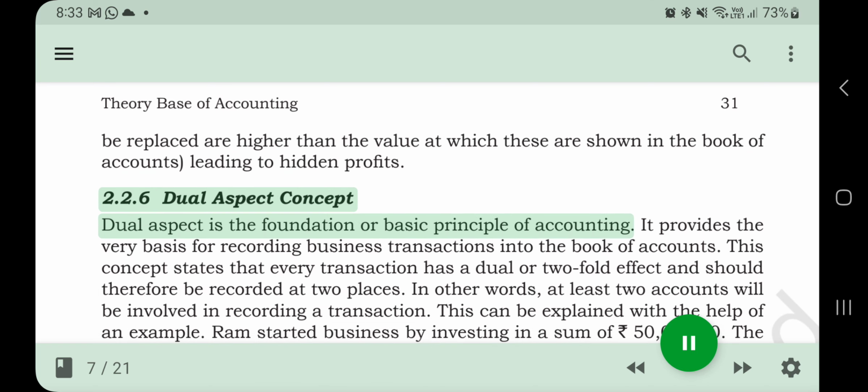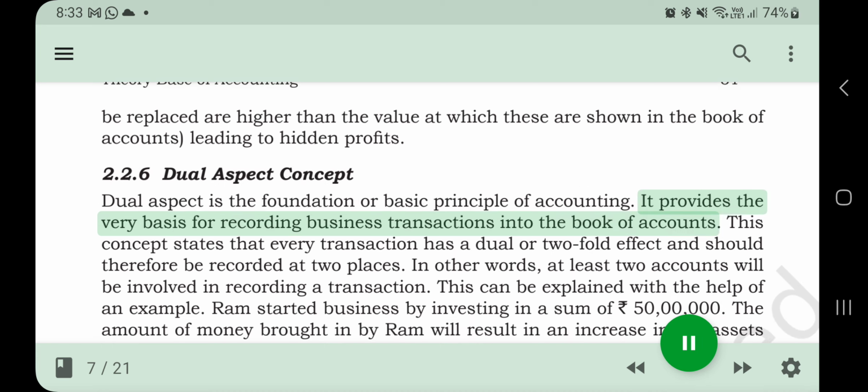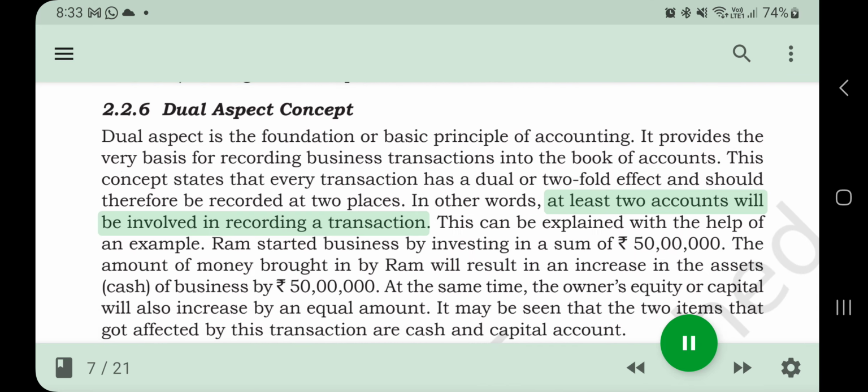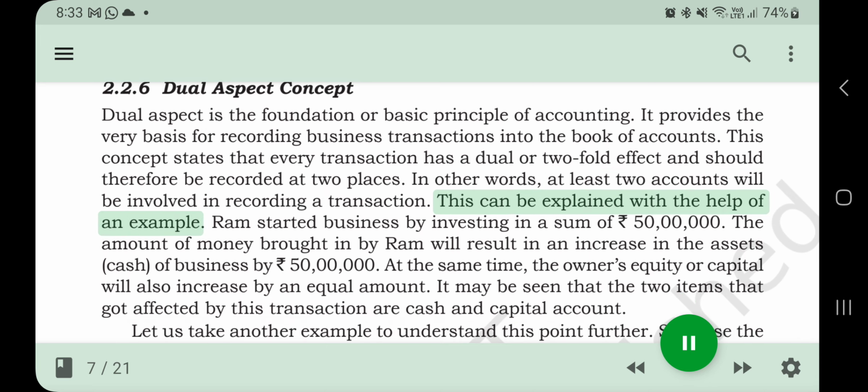2.2.6 Dual aspect concept. Dual aspect is the foundation or basic principle of accounting. It provides the very basis for recording business transactions into the book of accounts. This concept states that every transaction has a dual or twofold effect and should therefore be recorded at two places. In other words, at least two accounts will be involved in recording a transaction. This can be explained with the help of an example.